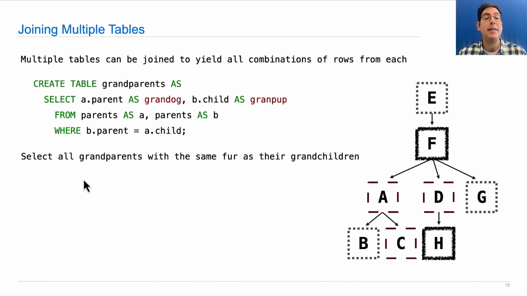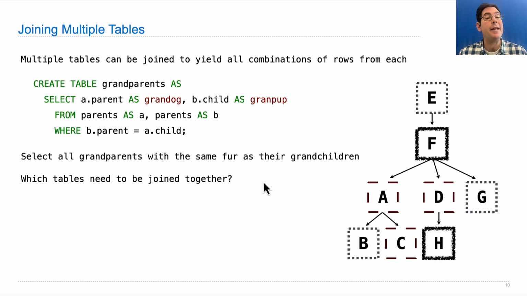But if I want to select all grandparents with the same fur as their grandchildren, then on one long row, I need to know the fur of the granddog, the fur of the grandpup, and the fact that the granddog and the grandpup are together in a relationship. And this should find things like Ellie and Ginger have the same fur, the small dots is short fur, and one is the grandparent of the other.